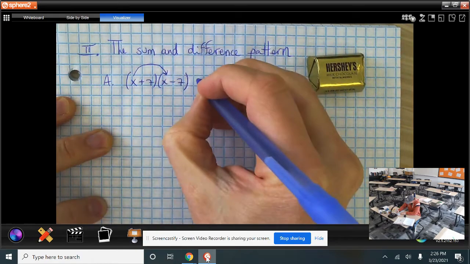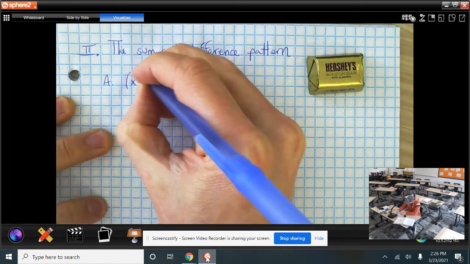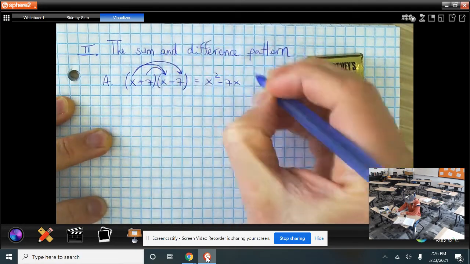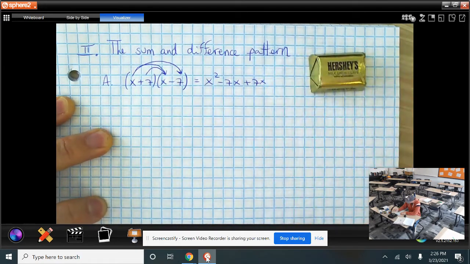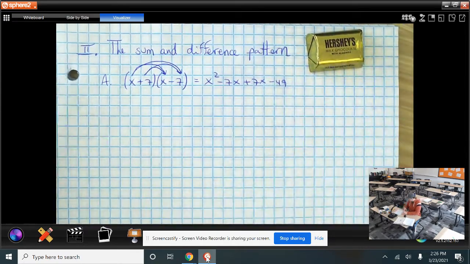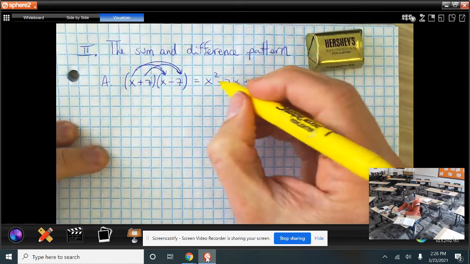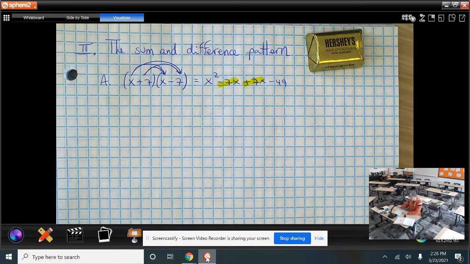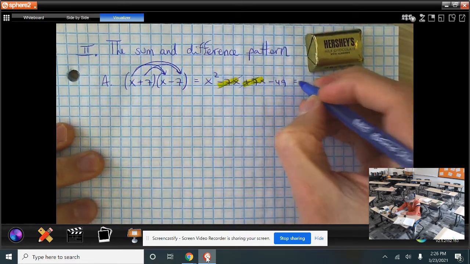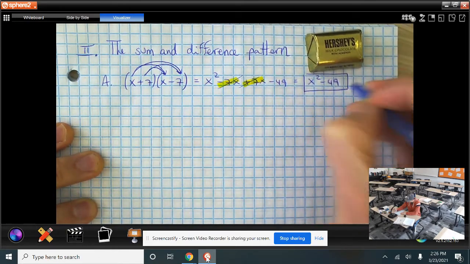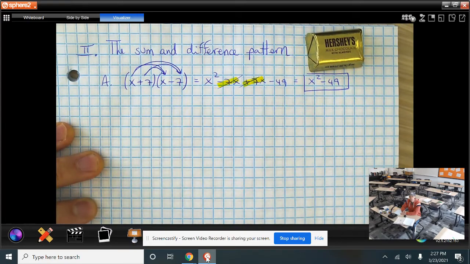So x times x equals x squared, and x times negative 7 is negative 7x. And 7 times x is positive 7x. And then lastly, 7 times negative 7 is negative 49. Then you look for the like terms, and you'll notice that the like terms are actually opposites of each other, negative 7x and positive 7x. So they cross each other out, and you're left with x squared minus 49. So the answer is this binomial here, because the middle terms crossed out. And that's going to happen every time when you have this pattern.